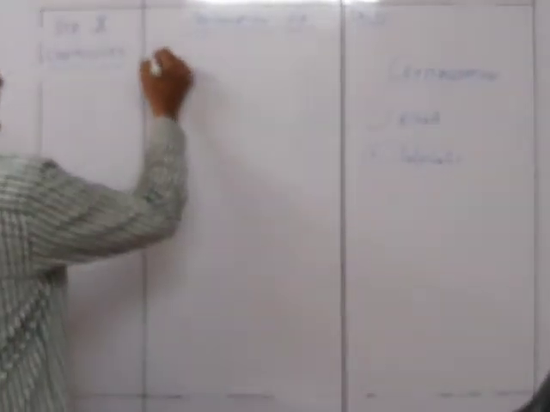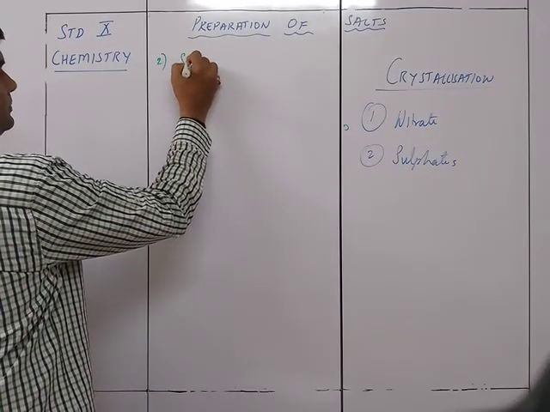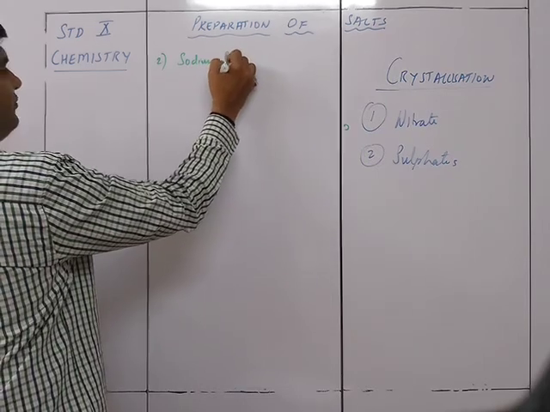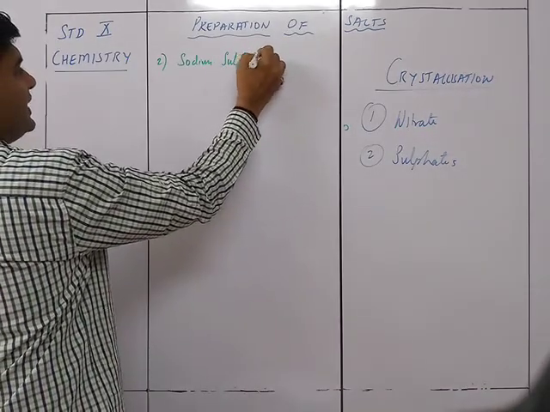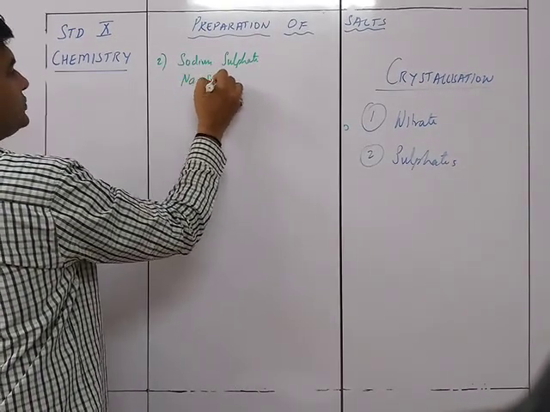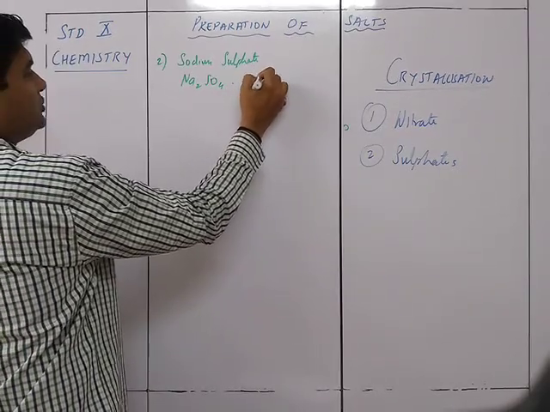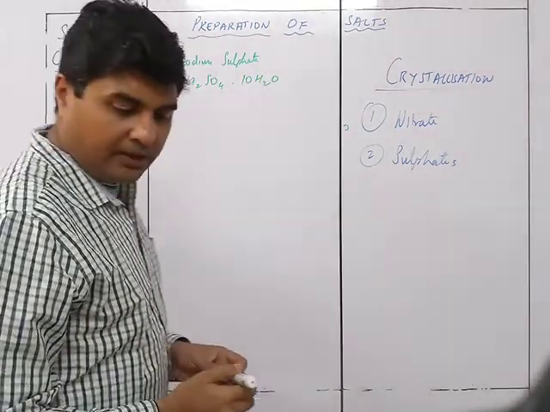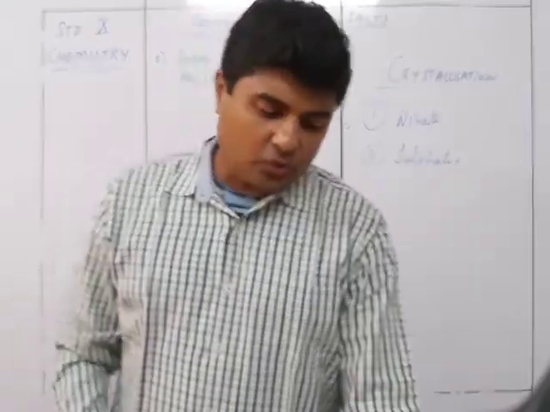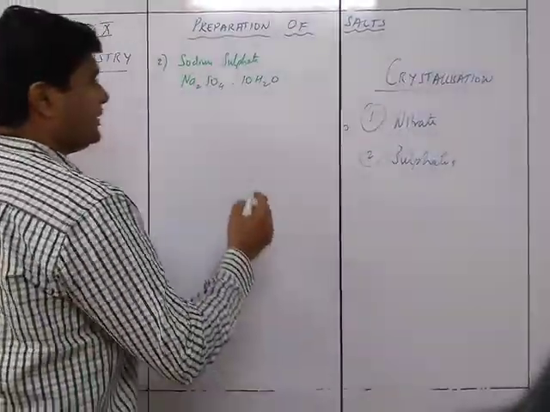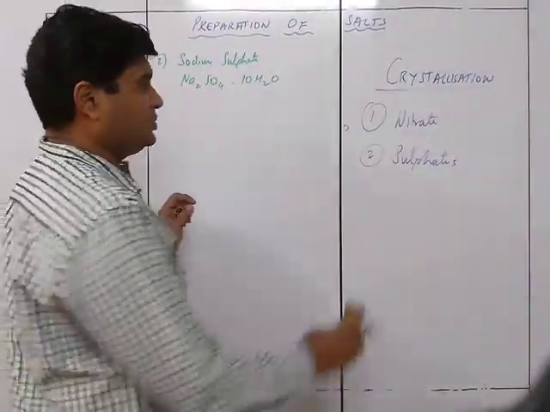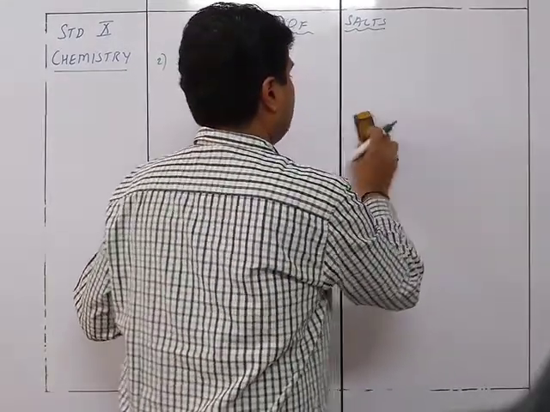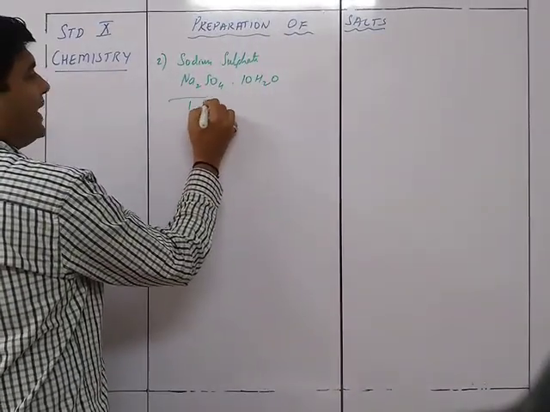The second one is sodium sulfate, Na2SO4.10H2O. Now the process that is going to take place in this case is titration.